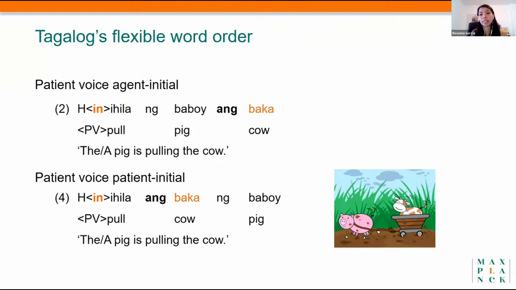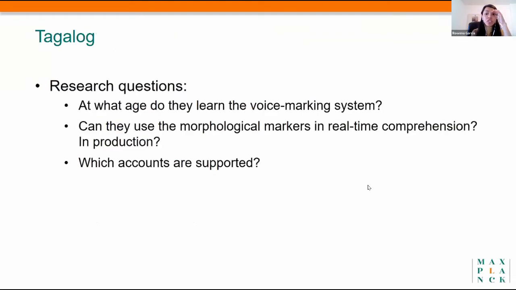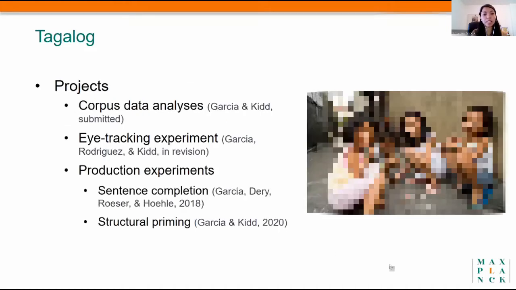So given these properties, these are our research questions. At what age do children actually learn the voice marking system? And when can they actually start using the morphological markers in real-time comprehension, as well as in production? And of course, which accounts are supported? So I will talk about these projects.